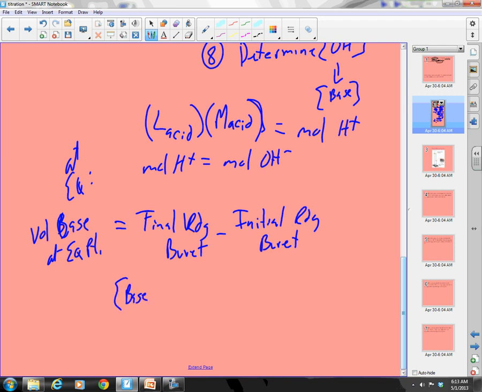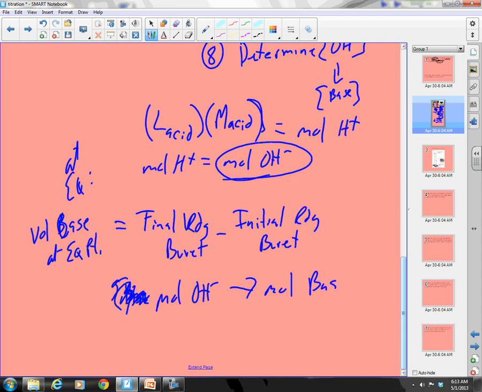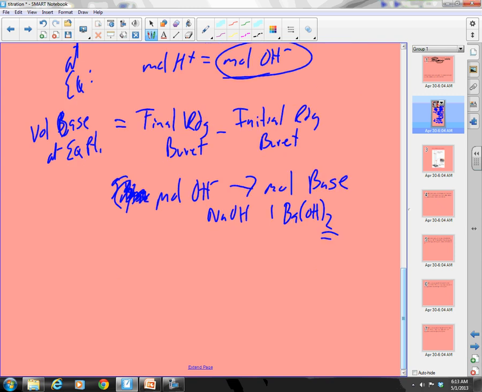I can't get the concentration of base yet. I have to go here. Sorry. I have moles of hydroxide, and then I can get moles of base using my stoichiometry. For instance, if it's NaOH, then it's 1:1, but if it's Ba(OH)2, then I have 1 mole of barium hydroxide for every 2 moles of hydroxide. So I get my moles of base, and then finally, I can get the concentration of my base by taking moles of base divided by my liters of base added. Got it?